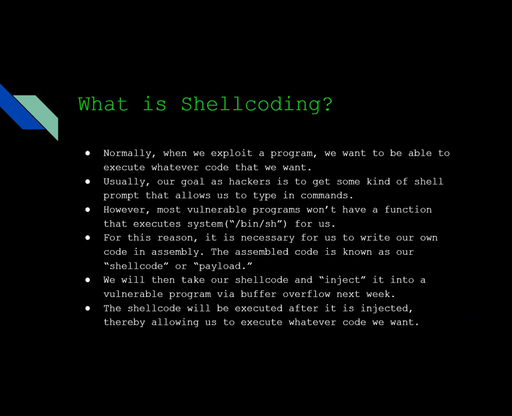What we're going to be doing is taking this code and injecting it into a vulnerable program. Next week, we're going to go over a buffer overflow, and during this buffer overflow, we're going to take the shellcode that we generate this week and inject it into a vulnerable process. But for now, we're just going to focus on how you build this shellcode and how it works.